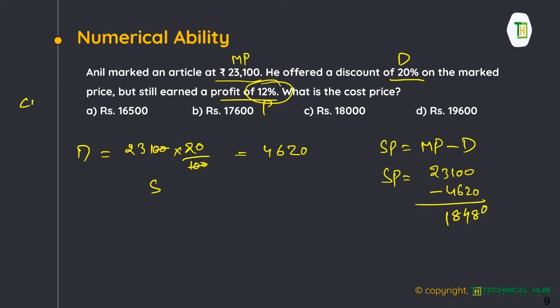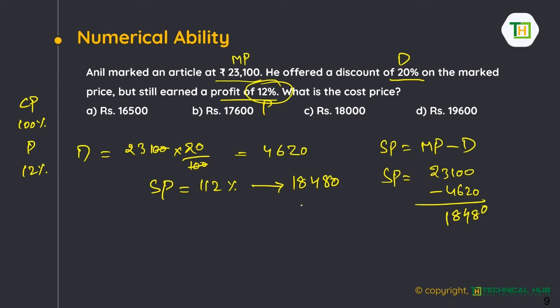As we all know, in the profit and loss topic, cost price is always 100%. If we are getting a profit of 12%, then selling price is 112%. Why? Because whenever we are getting a profit, it will be 100 plus the value. 112% is equal to 18,480.